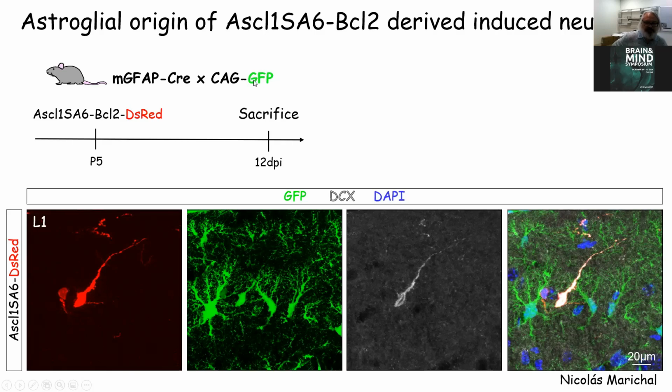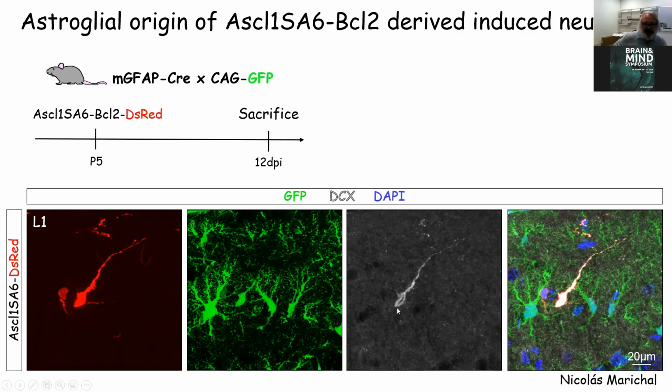combined with a mouse line that has a GFP following recombination. And what you see is that lots of glial cells are recombined, but we have a glial cell that was transduced with, in this case, ASCL1, SOX6 together and with BCL2.